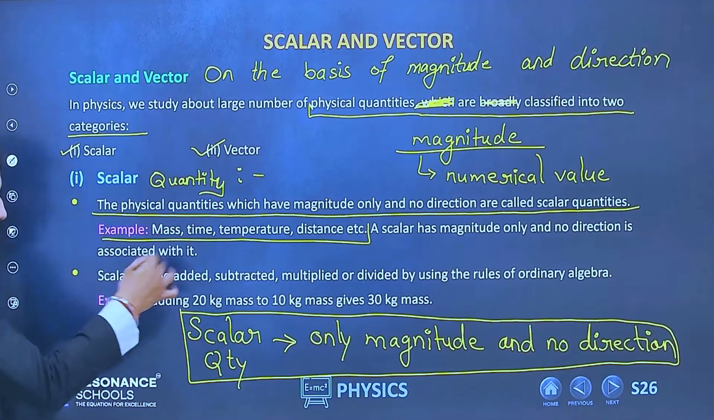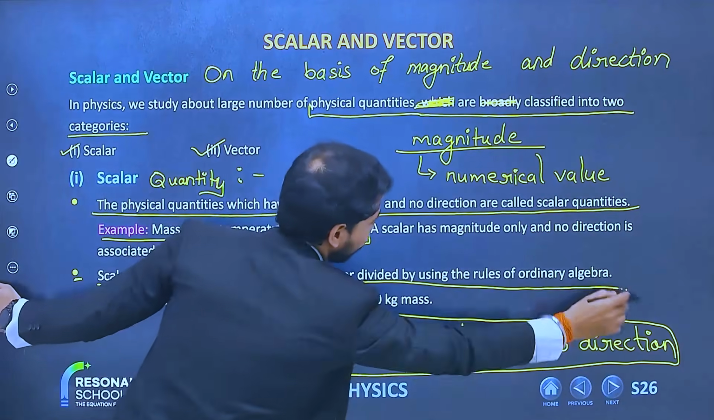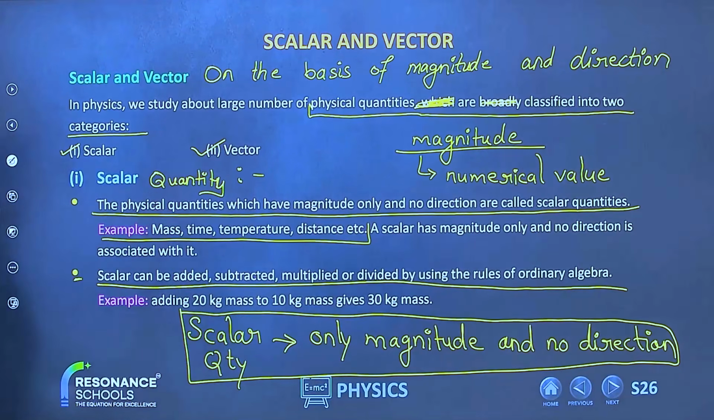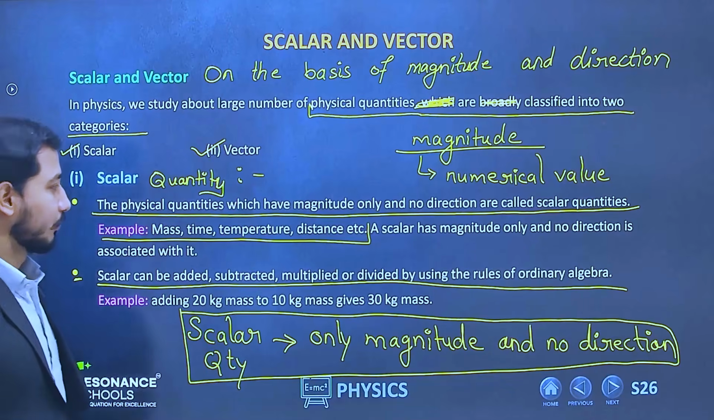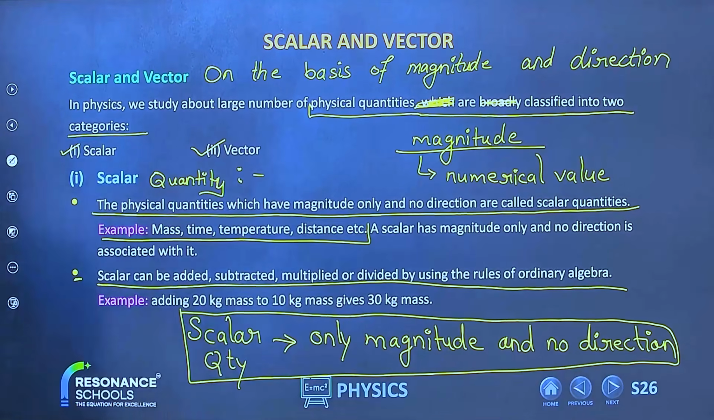Write this line also. This line in a point, next line, next point. Make a point and write. Scalar can be added, subtracted, multiplied or divided by using the rules of ordinary algebra. Write this line fast. Very good, very good. Shabash.